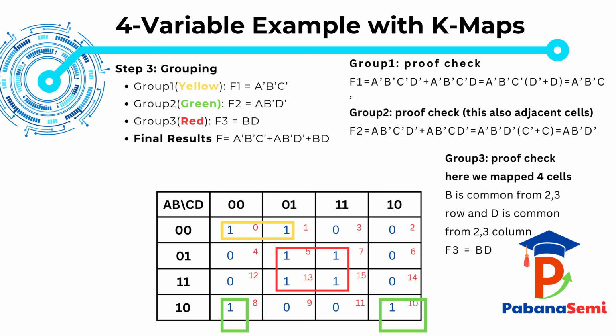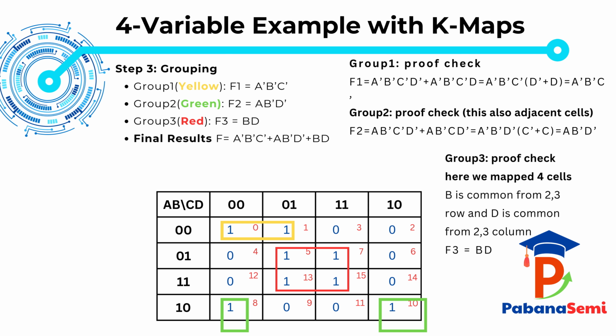Group 2, green. Next, look at Group 2 highlighted in green. Observe the green group, which consists of two corner cells. Even though they appear far apart visually, remember that K-maps wrap around, so these corner cells are adjacent. In this group, A is unchanged, B is complemented, D is complemented, C changes. This again simplifies to F2 equals AB prime D prime.